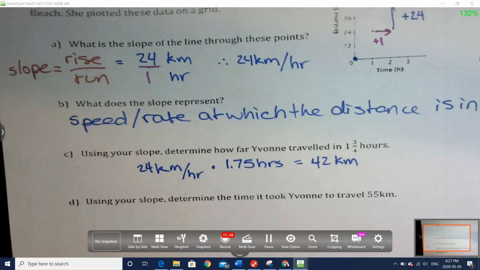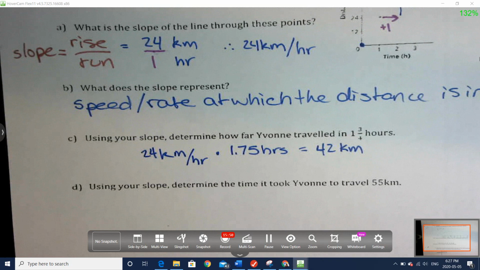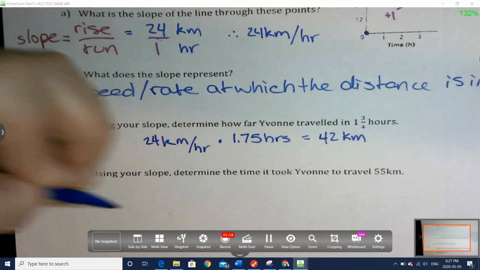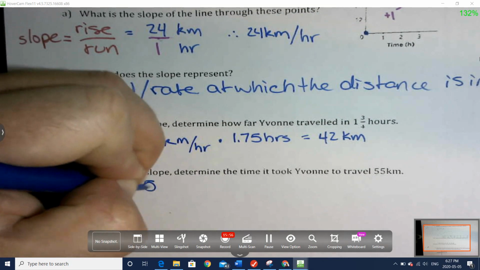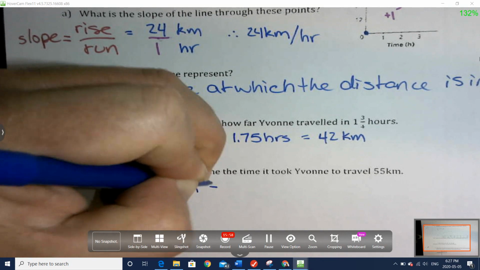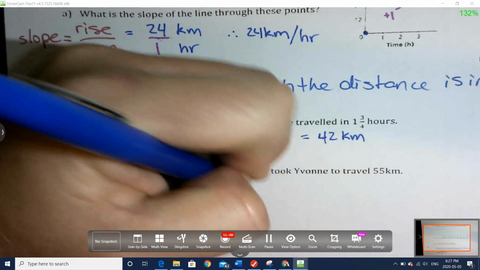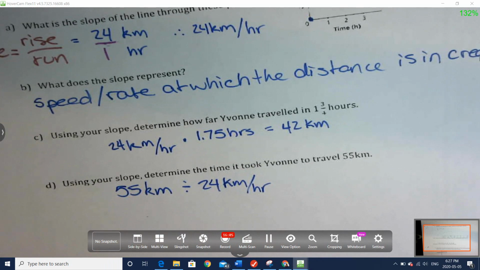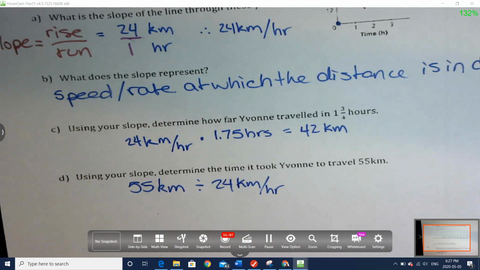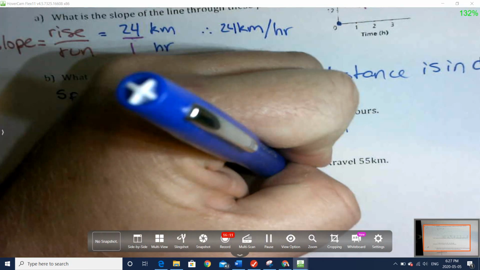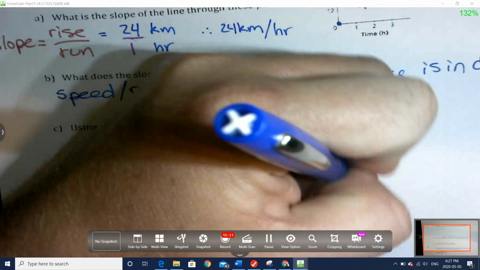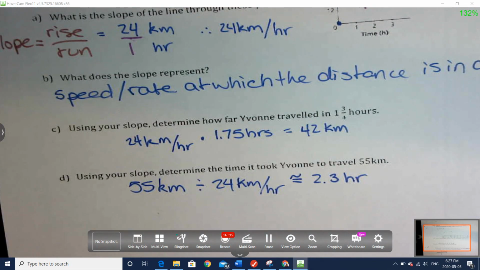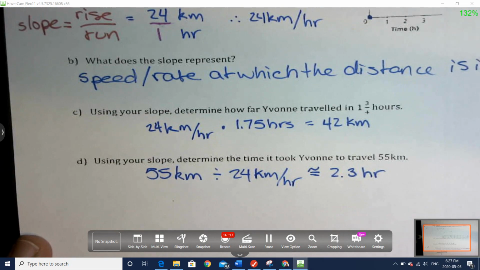Using your slope, determine what time it took Yvonne to travel 55 kilometers. So what we're going to do is we're just going to take the 55 kilometers and I'm going to divide by 24 kilometers an hour. And when I do that, I get approximately 2.3 hours. Okay. Again, a couple more practice questions there for you on that.